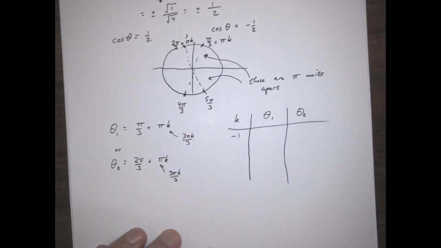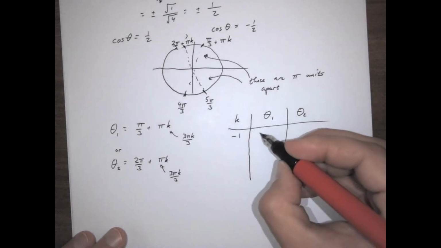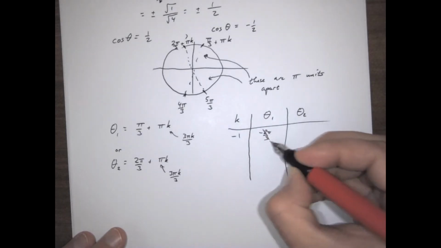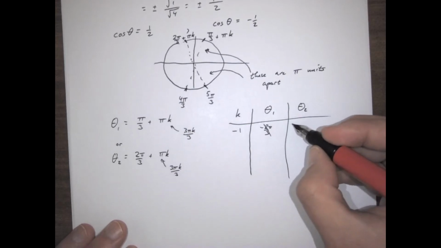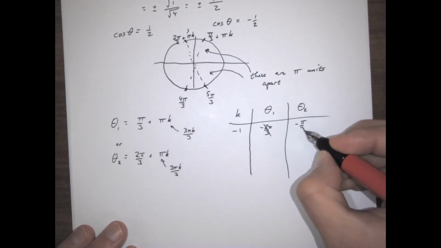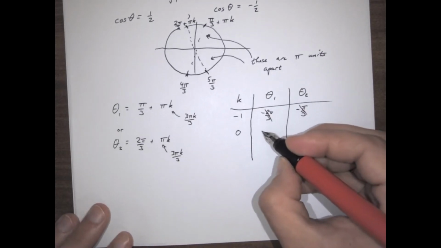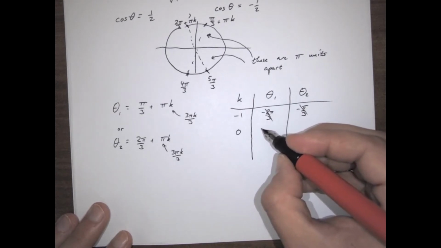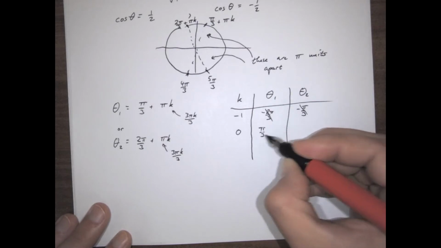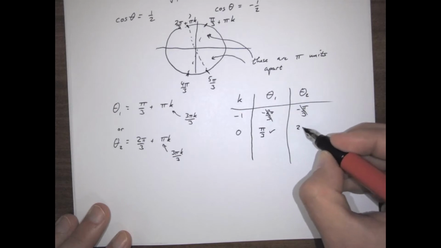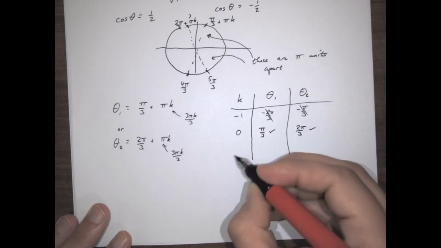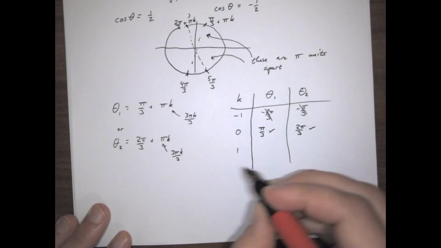So we just always start with a negative value, make sure it's all above board here. Pi over 3 minus 3 pi over 3 is negative 2 pi over 3. Not in the range. 2 pi over 3 minus 3 pi over 3 is negative pi over 3. Not in the range. So when we look at 0, that one's going to be fine. That's going to equal just pi over 3. That's good. And over here we have 2 pi over 3. Also good. And then when we put k equals 1, let's see what happens.